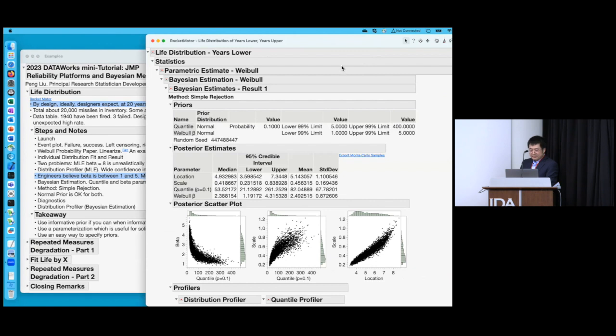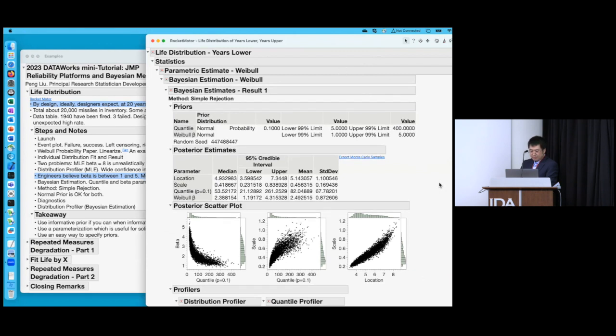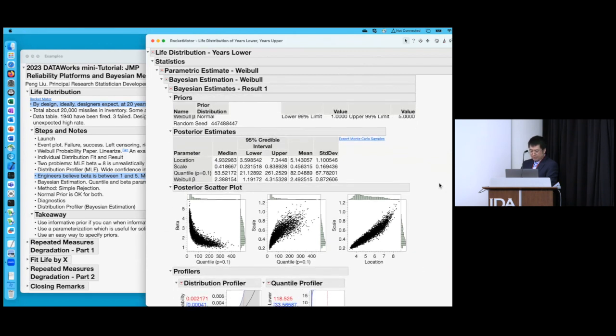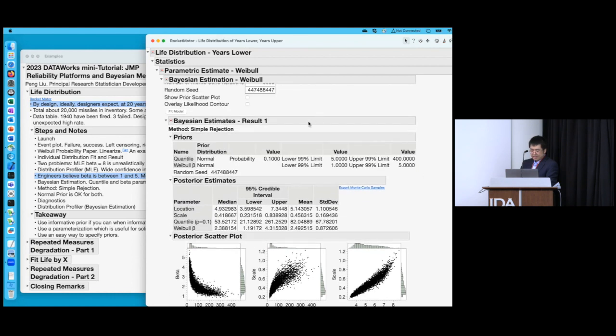It's done. It sampled, I think, 5,000 samples of posteriors. And it says use simple reduction. The software is designed to do that automatically. If the reduction rate is not that high, it just goes with this simple reduction and produces the posterior. If the software observes a high reduction rate, it will switch to the Metropolis-Hastings method automatically.